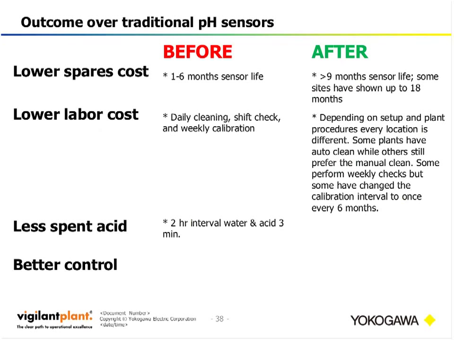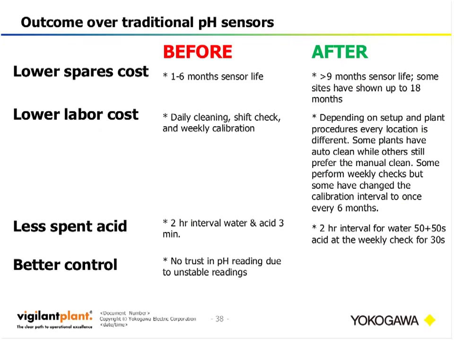They were having to do daily cleanings with weekly calibrations and shift checks. But now, depending on where it is, they basically just do spot checks, and some plants have changed their procedures so that they're only calibrating once every 6 months. And again, they're spending less time and less money on acid to clean the sensors, so they're getting better control and they trust their pH readings more now.